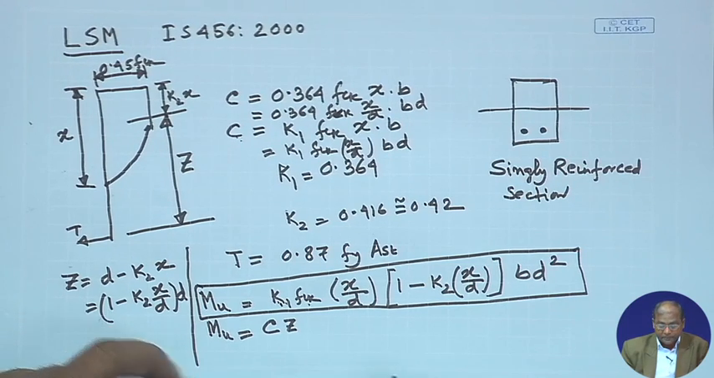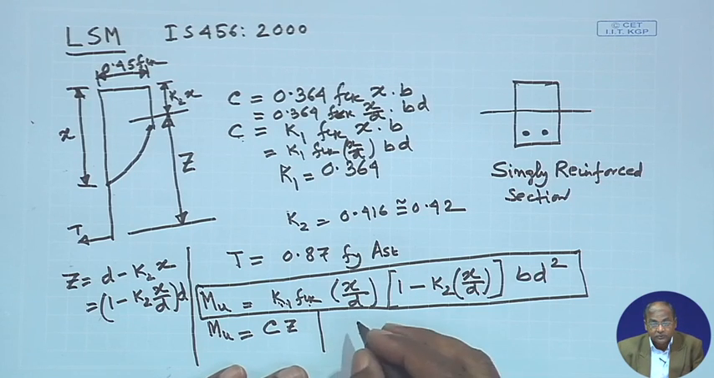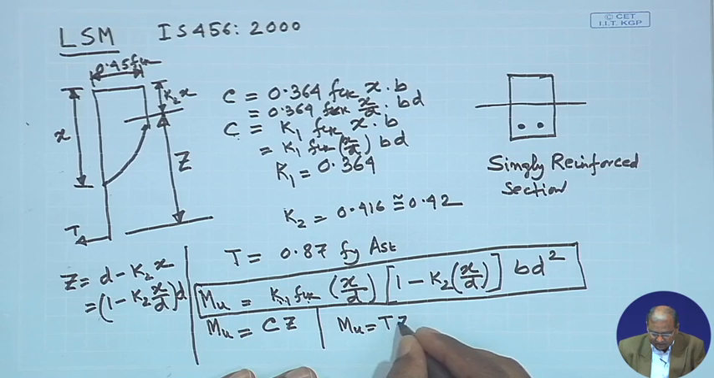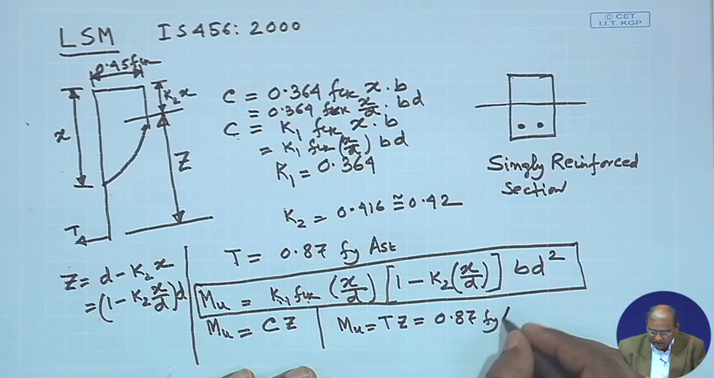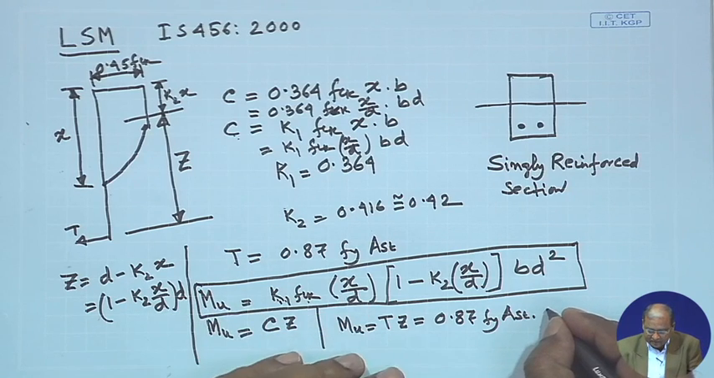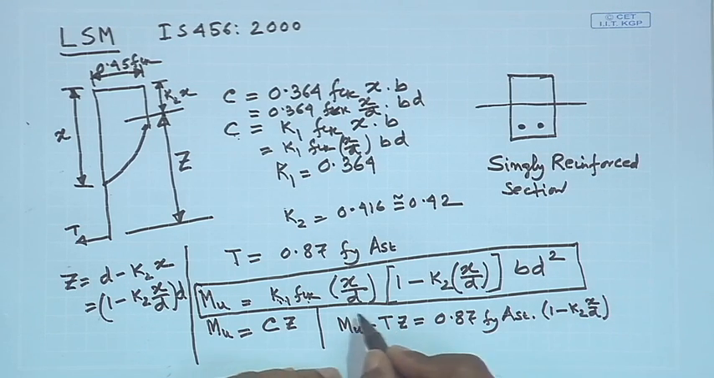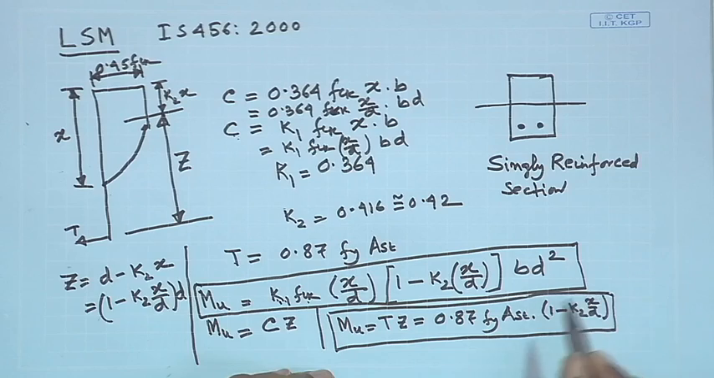So, similarly, I would like to make it in one page, that is why I am becoming a little miser. Let me write down that Mu = T z, which is 0.87 Fy St into z, where z will again be equal to 1 minus K2 x by d. So this is the one term which you are getting due to steel.